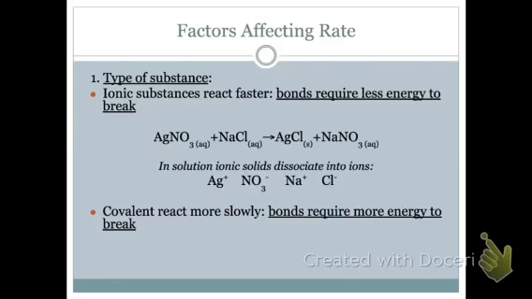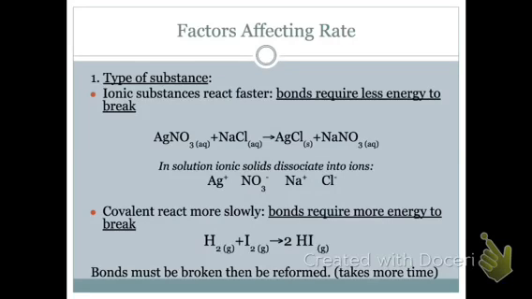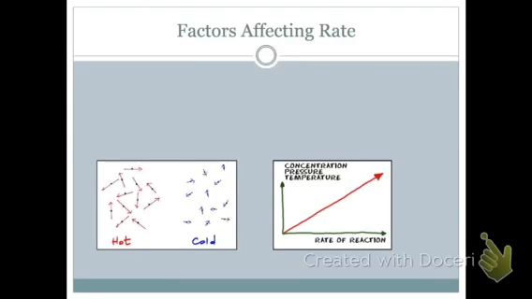In covalent reactions, they're going to react more slowly. The bonds require more energy to break. You've got your diatomic hydrogen and then your diatomic iodine. What's going to end up happening there is the bonds have to break and then be reformed, so this is going to take a little bit more time. So in general, type of substances, ionic is going to react faster than your covalent. Some other things that affect reaction rates.